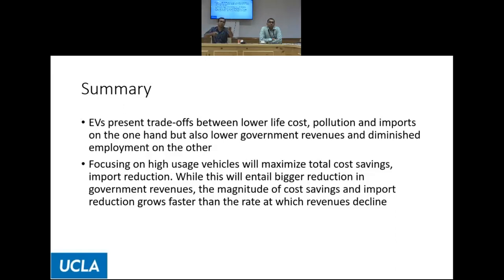So that's the challenge for the government, to balance those things and redistribute, to make sure the government finances are made whole and don't suffer, because we do use that money for important things. Focusing on high usage vehicles will maximize cost savings and import reduction, but will entail a slightly bigger reduction in government revenues. But the magnitude of cost savings and import reduction grows faster. The rate at which you save on cost and reduce imports grows faster than the rate at which revenues decline. So there is room to work with, but it's a difficult thing.